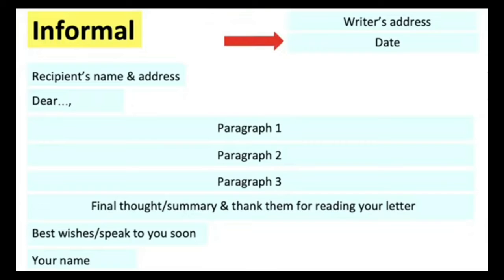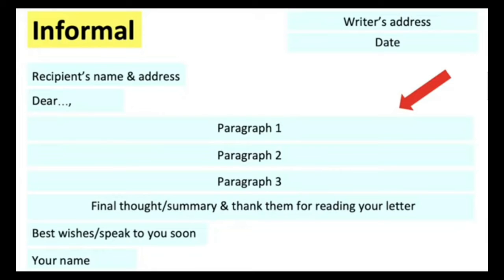Below that is the date. Below that, on the left side, is the recipient's name and address. So remember, recipient is the person that's receiving the letter. Then we begin the letter. So we start off with the greeting and then the opening. Then you begin to give your reasons for writing and provide information.